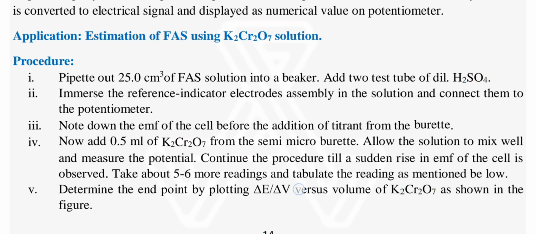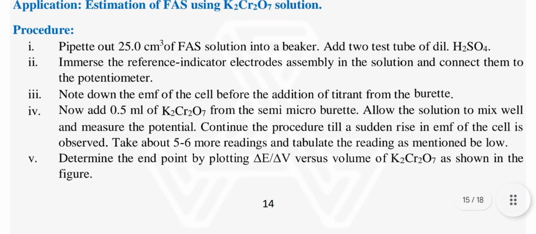Application: estimation of FAS using K2Cr2O7 solution. Procedure: pipette out 25 cm cube of FAS solution into a beaker. Add 2 test tubes of dilute H2SO4, immerse the reference and indicator electrode assembly in the solution and connect them to the potentiometer. Note down the EMF of the cell before the addition of titrant from the burette.